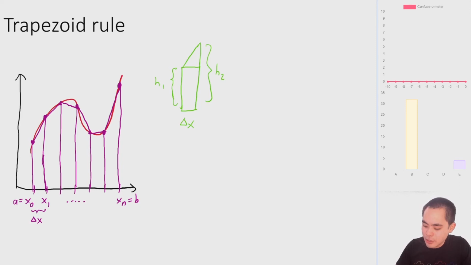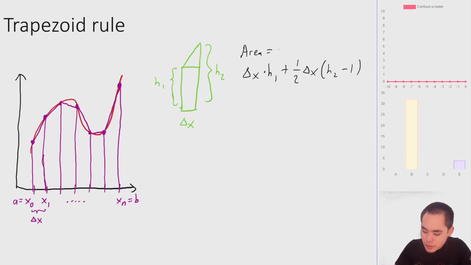And so what is the area of this particular trapezoid? Well, the area is going to be equal to delta x times h1, because that's the amount of stuff in your rectangle, plus your triangle. The base of the triangle is delta x again, and the height is h2 minus h1. And therefore, that means that the area of this trapezoid is 1/2 times delta x times h1 plus h2.